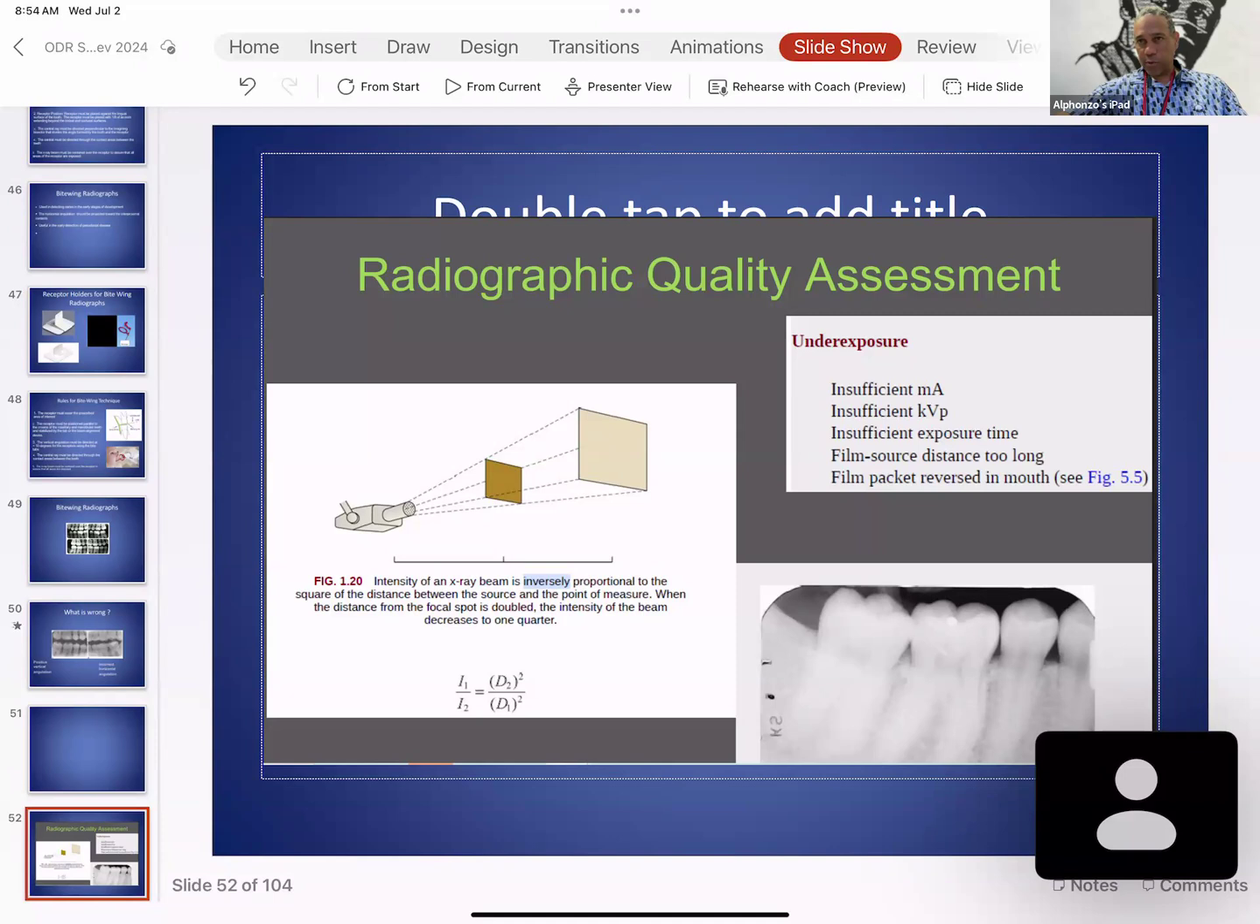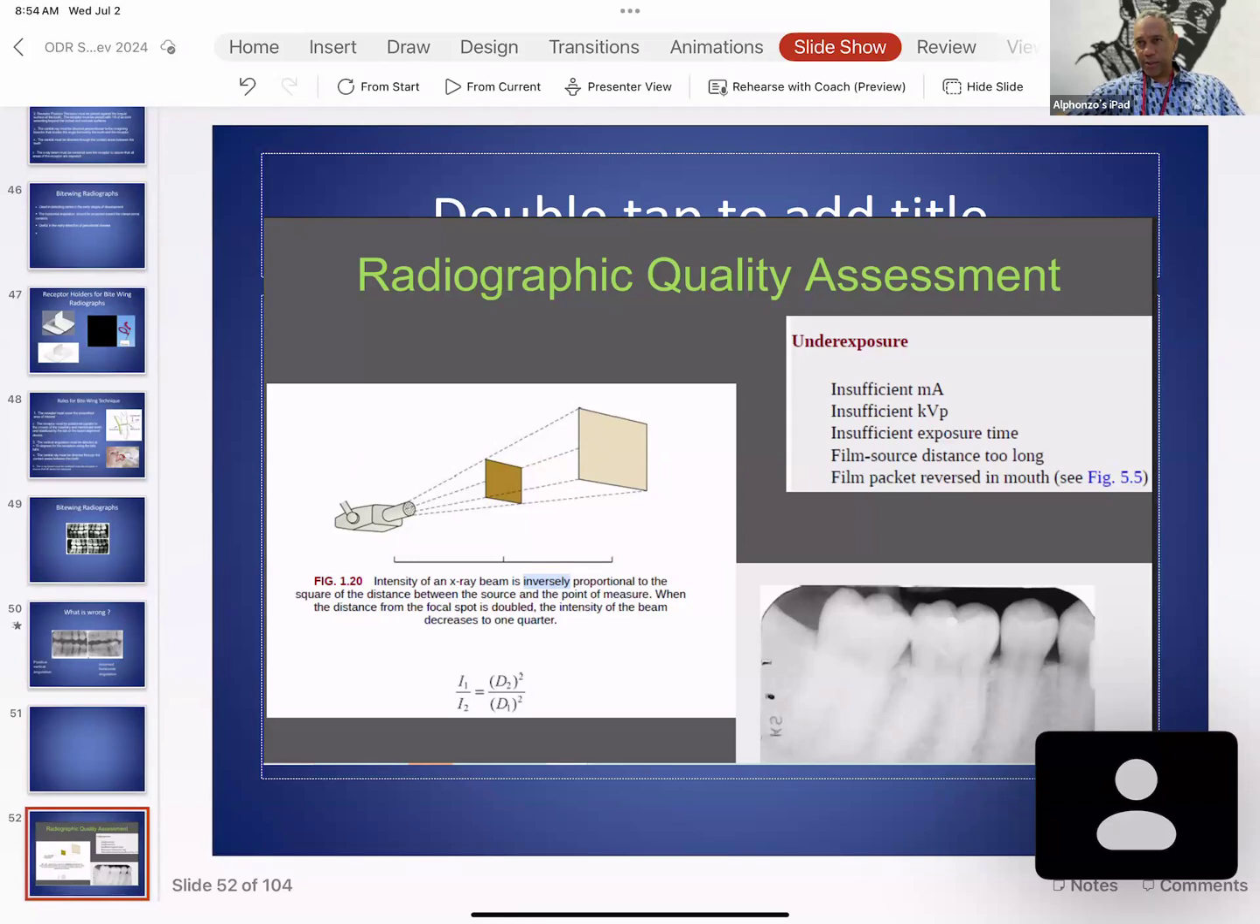So we want to make sure that we have good quality imaging, and one of the ways we do this is a concept about inverse proportionality. So make sure you understand that concept on the left, and you can see the I1 over I2, D2 over D1, and the squaring and how that works. Okay.